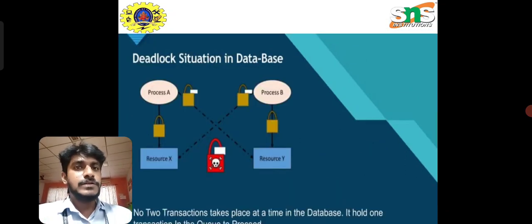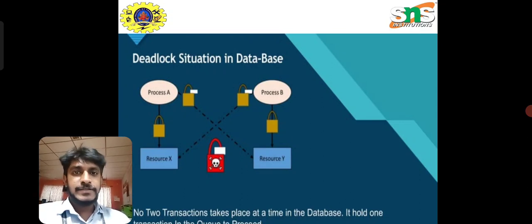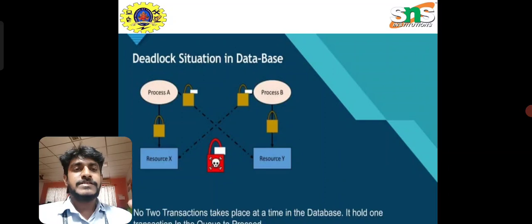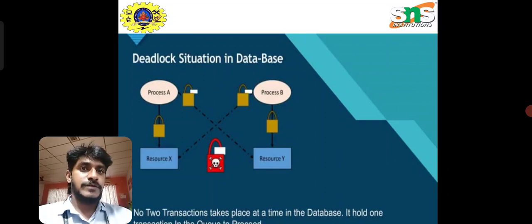The same situation occurs in a database. We have process A, process B, resource X, and resource Y. X will be allocated to process B, and resource Y will be allocated to process A. Now two transactions take place at the same time in the database, so it holds only one at a time. This causes a deadlock situation, which can be called a deadlock in the same database system.